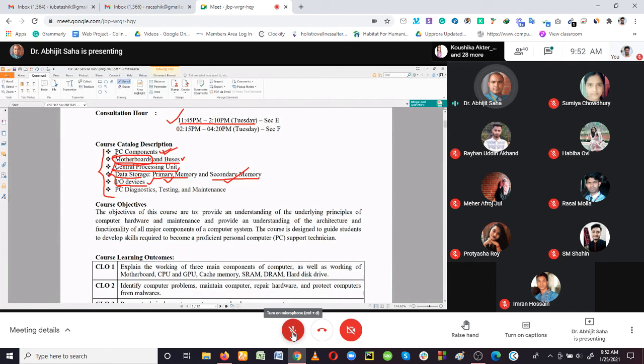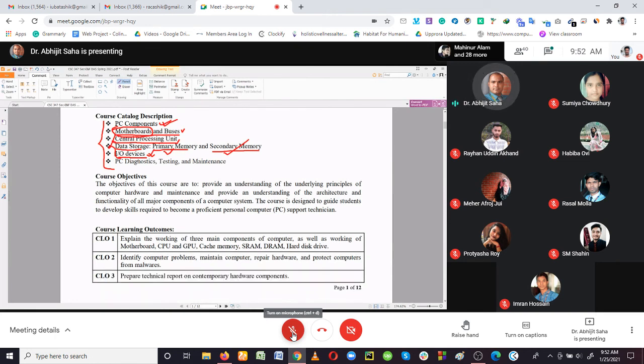While we are discussing these 3 main components, we are going to talk about the IO devices, but specifically we are going to talk about the keyboard from the IO devices. And then we are going to have PC diagnostics, testing, and maintenance. This is the topic we are going to discuss here.